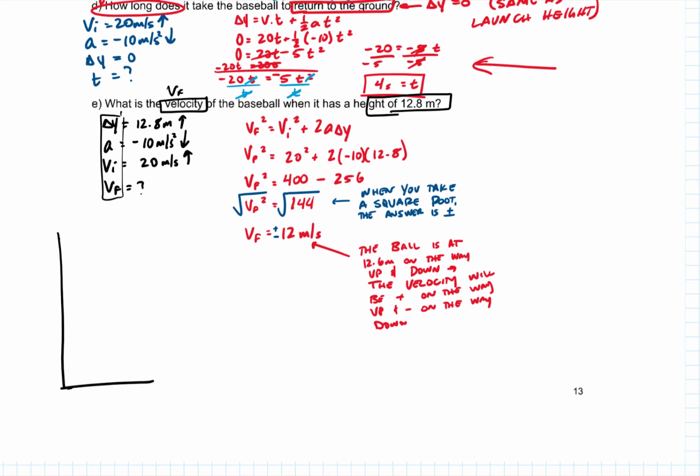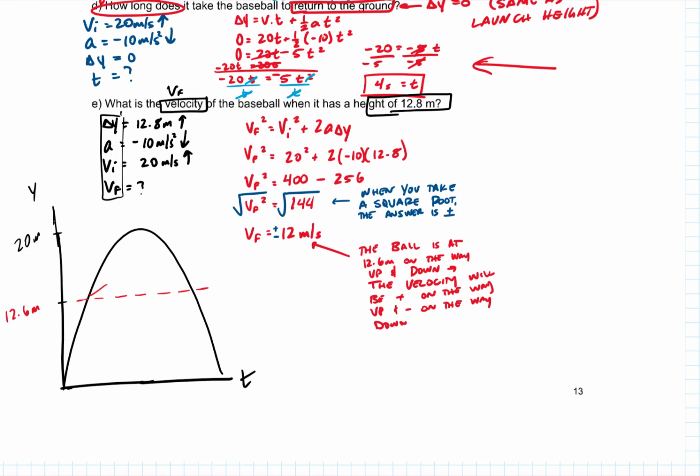So if we look at our position versus time graph here, when we launch that ball up, it's going to go up to a height of 20 meters and come back down. Looking at that graph, 12.8 meters is somewhere there. We're at 12.8 meters twice, once on the way up, once on the way down. And as you can see, the slope of that line is positive on the way up. That's my positive 12 meters per second, and it's negative on the way down.